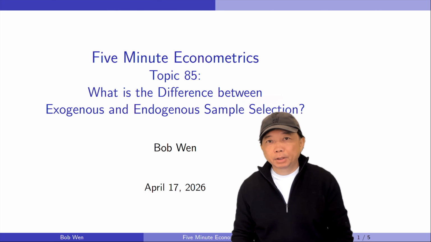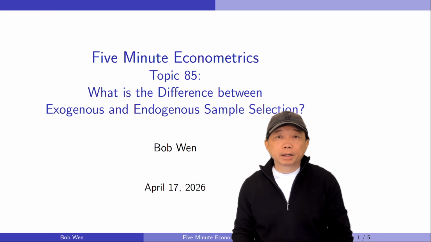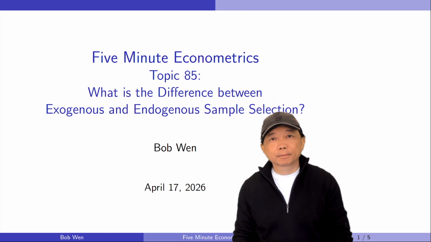However, if the data is missing because of the outcome variable, then the non-random sample may not represent the entire population of interest, and the OLS estimate could be biased and inconsistent. The former is an example of the exogenous sample selection, while the latter is an example of the endogenous sample selection. We will have a look at the difference between the exogenous and the endogenous sample selection today.